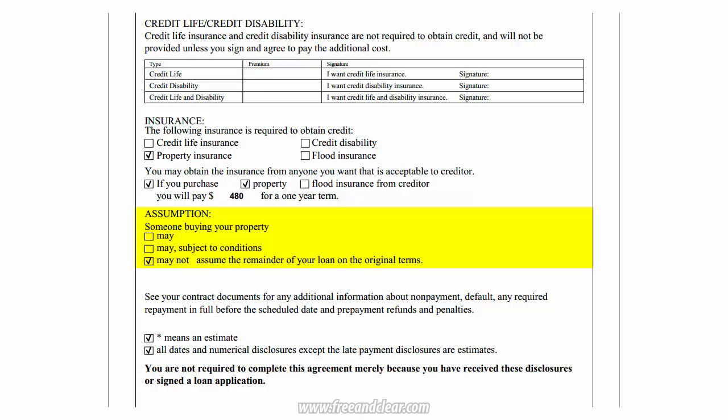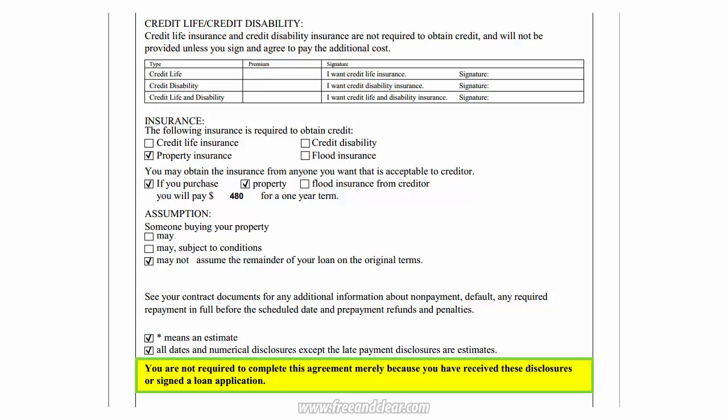The final item on the Truth in Lending form is called Assumption, which indicates if you can transfer your mortgage to another party if someone buys your property, so that that person assumes the remainder of your mortgage. Most mortgages are not assumable or transferable, so we have checked the box that indicates that someone buying our property may not assume our mortgage.